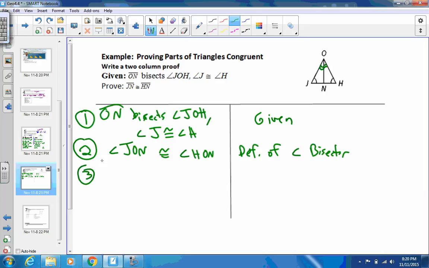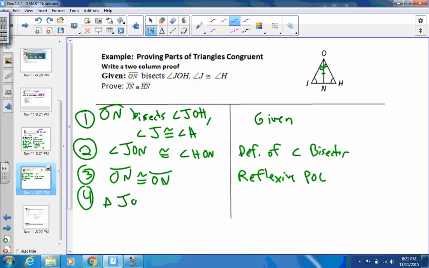Hey, our handy dandy reflexive property again. Segment ON is congruent to segment ON. They're on both triangles. That is the reflexive property. So we have this segment congruent. And it looks like we have enough information. Angle, side. Those two triangles are congruent. So triangle JON and triangle HON are congruent by the angle, side theorem.